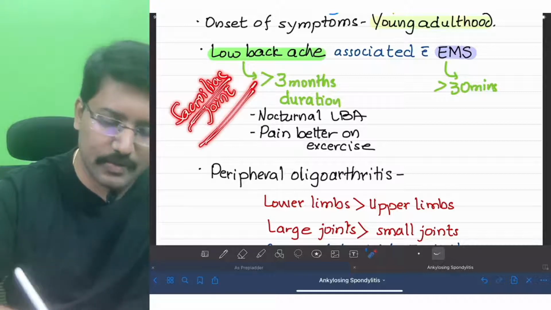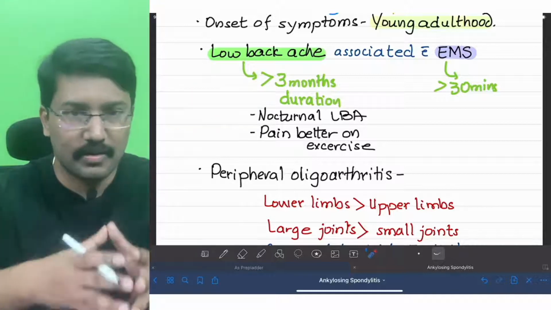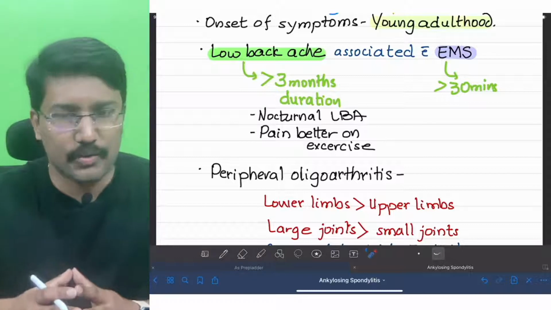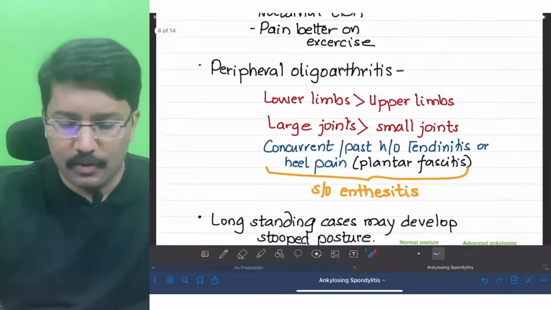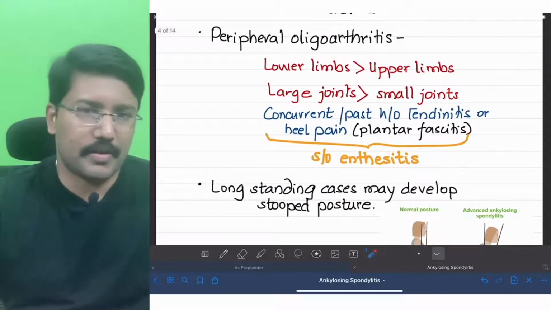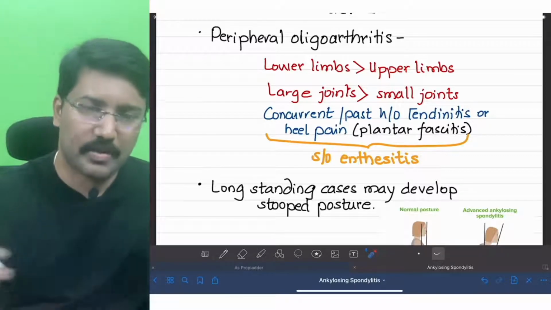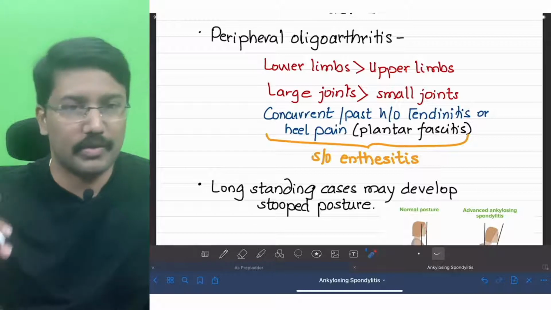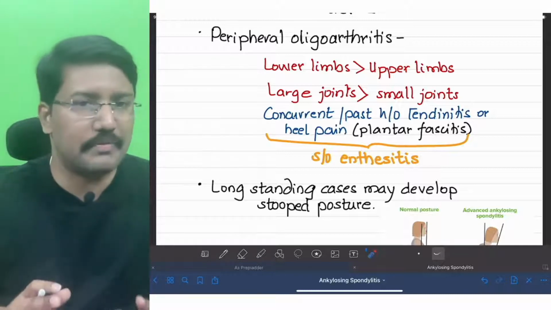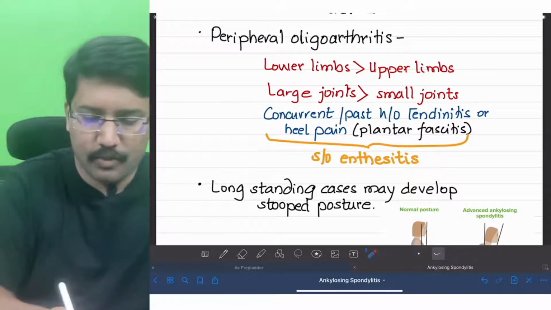So when we examine, we have to examine for the integrity of the spinal structures and the sacroiliac joint. Now coming to the peripheral joints that are affected. We call it axial because axial joints are more affected than peripheral, but that does not mean peripheral joints are not at all affected. They are quite significantly affected. I have already made this statement.